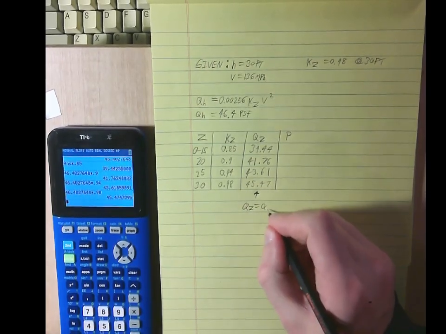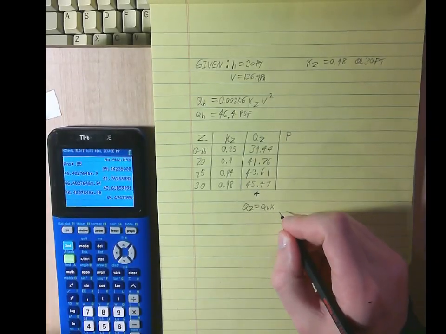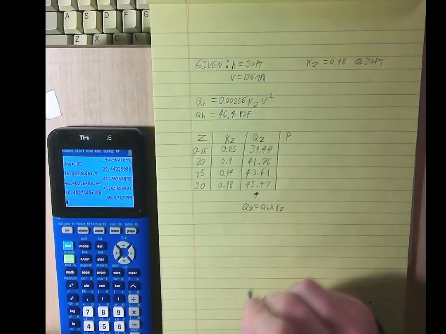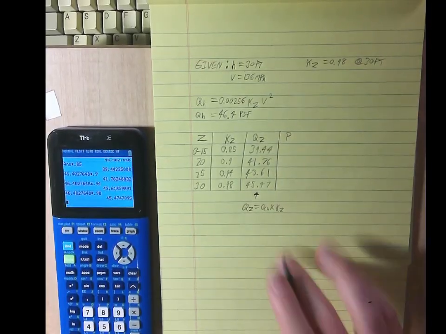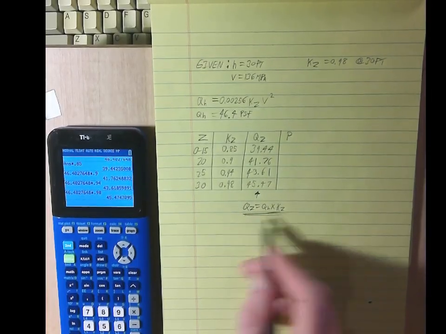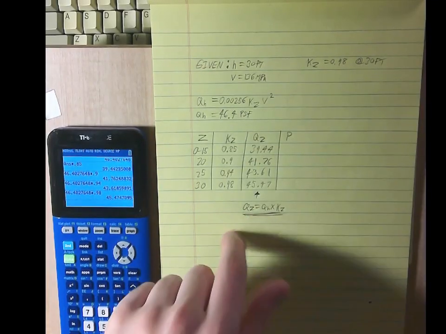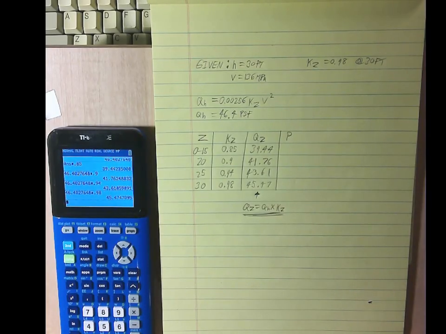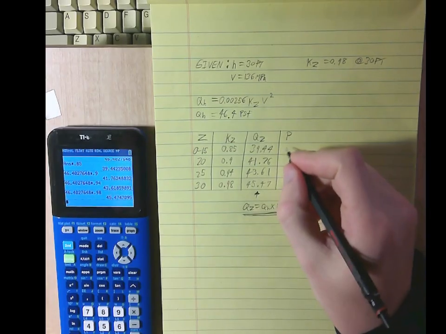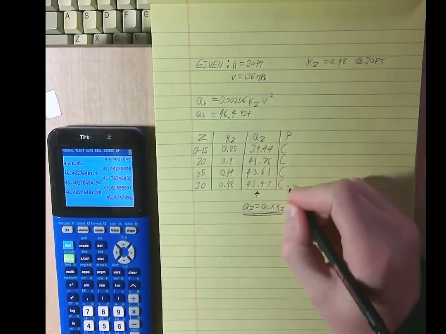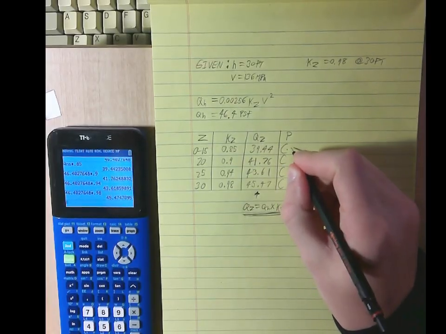QZ equals QH times KZ. Wow, what a revelation. This isn't taught anywhere in the notes. This isn't taught anywhere in the book. Goodness. This is why practically solving these examples is just completely different than theoretically solving them. Wow. Okay. Now we can actually solve these. So it's going to start with a 0.85 right here for all of these.